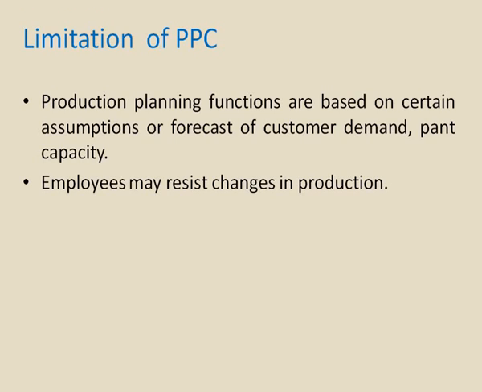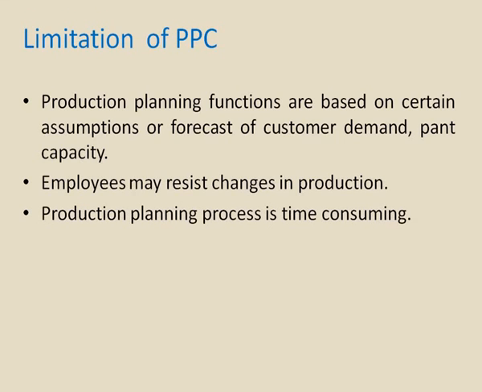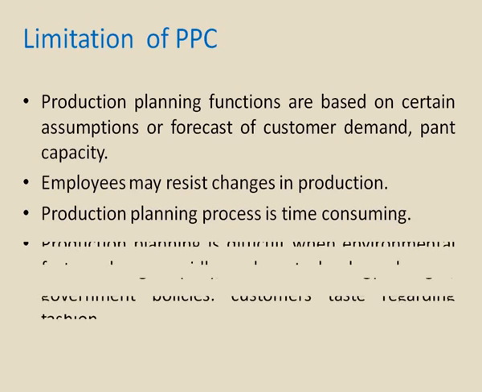The second limitation: employees may resist changes in production. That is the biggest problem. Workers don't accept change that quickly. They always tend to resist, whether you are making changes to the existing layout, the existing production system or technology. So that is again a limitation of PPC. Then third, it's a time consuming process. It requires loads of planning, whether for raw material or the ongoing process. All these things are very time consuming.